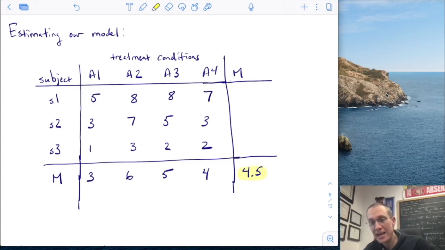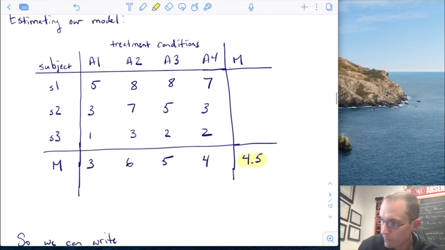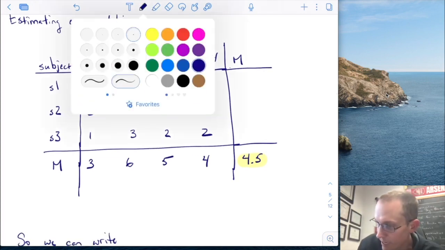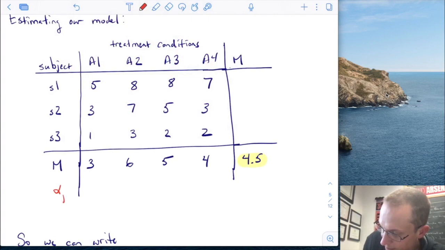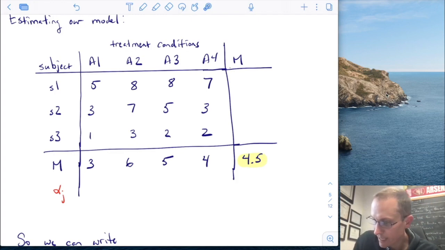Now from the grand mean, we can compute the treatment effect. How do we do that? Well, let's do this in red. I'm going to write down here alpha j. What we do is we take the mean, we take this mean and we subtract the grand mean. So if we take 3 minus 4.5, that gives us a treatment effect of negative 1.5.